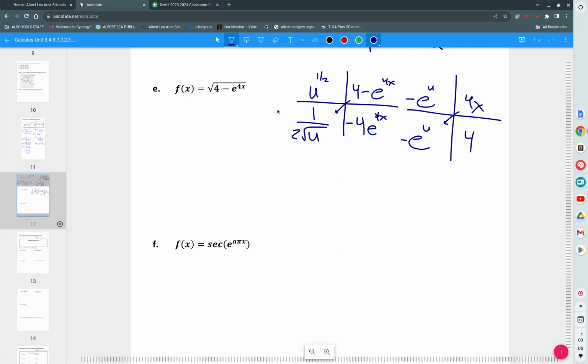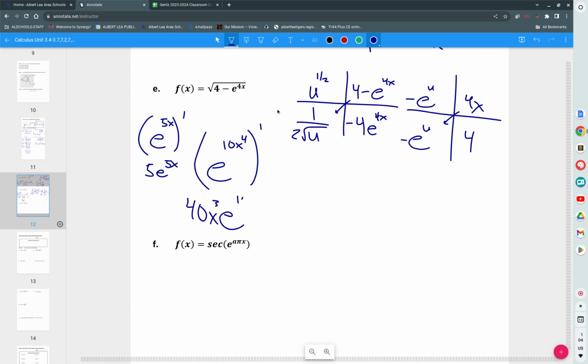Which brings up an interesting point that hopefully you guys can catch on and make quick use of. If you have e to the 5x, the derivative is simply the derivative of the exponent, which is 5, times e to the 5x. So if you have e to the 10x to the 4th, then the derivative of 10x to the 4th is 40x to the 3rd times e to the 10x to the 4th. So when you're doing a simple chain rule problem like that, it always works out to the derivative of the exponent moved out front.